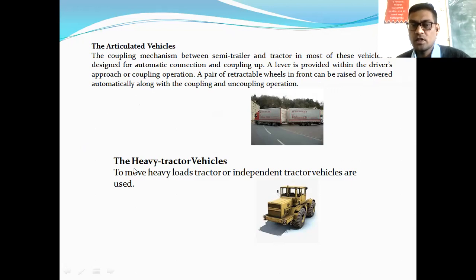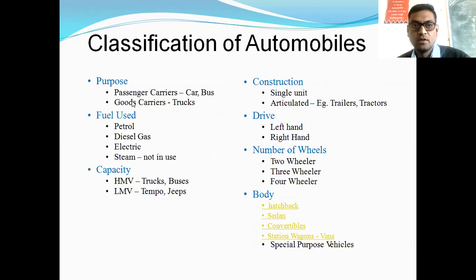The last one is heavy tractor vehicles. A heavy tractor vehicle is a special type of vehicle used in construction work or any other special purpose. To move heavy loads, tractors or independent tractor vehicles are used. So these are the three basic classifications of automobiles.